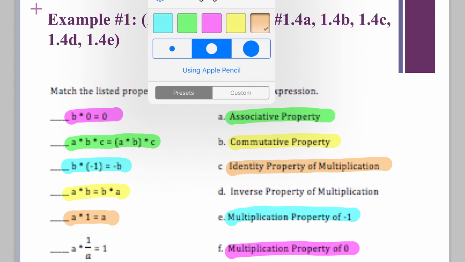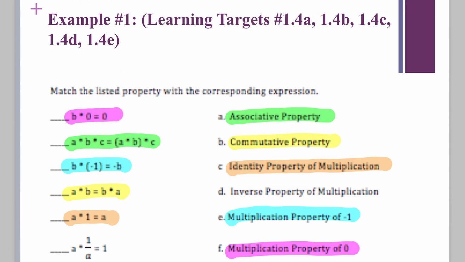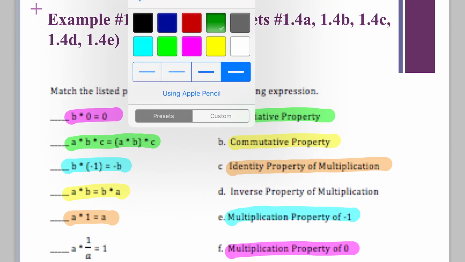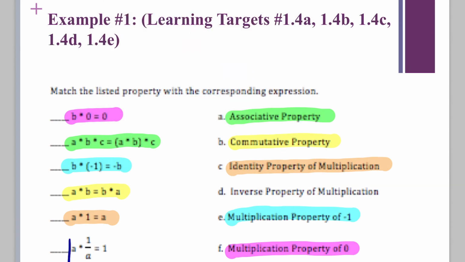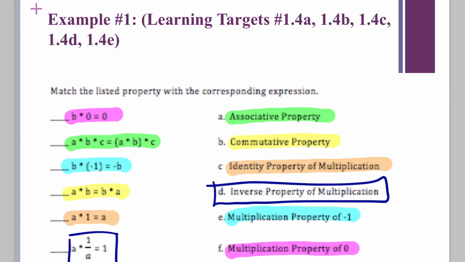And then lastly, we can see that we have left, I think I'm just going to have to do a circle or an underline here. So I'll just put a box around it. We have the inverse property of multiplication, which is what is left. However, let's describe what's going on. We have a being multiplied times 1 divided by a, which is equal to 1.